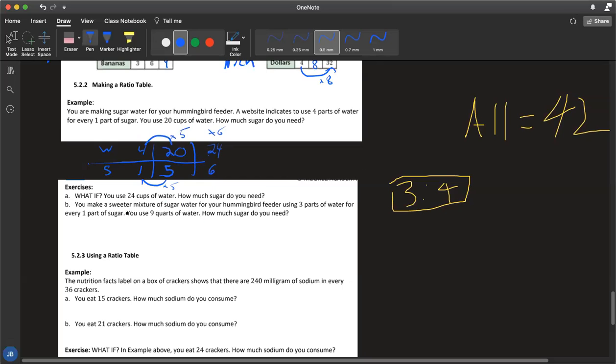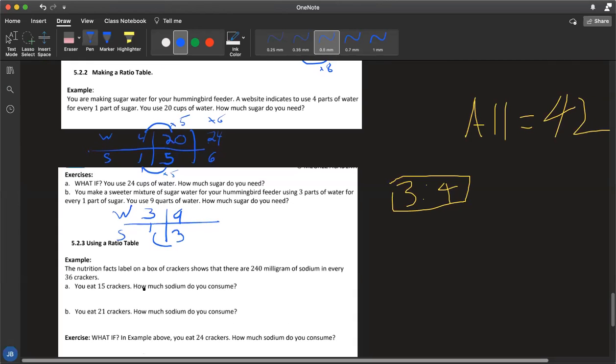You make a sweeter mixture of sugar water for your hummingbird feeder using 3 parts of water per 1 part of sugar. So we got water and we have sugar. It says you use 9 quarts of water. How much sugar do we need? Can anybody tell me? Jerry, how much? Perfect. Max, you got it. Go ahead, Jerry. 3. 3, because 3 times 3 is 9, so 1 times 3 is 3. Great job.